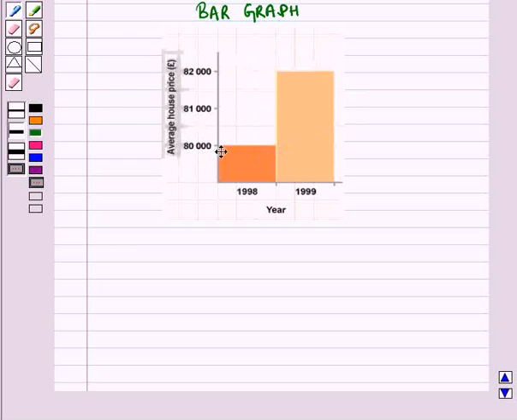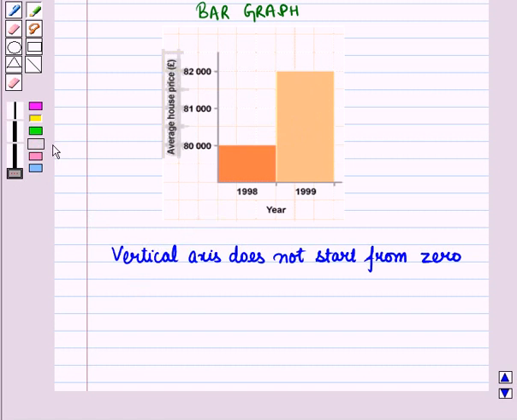For example, see this bar graph. This bar graph shows average house price in the year 1998 and in the year 1999. Now here you can see average price in the year 1999 is £82,000 and in the year 1998 it is £80,000. So the difference in the prices is only £2,000. But from this bar graph, it seems as if the prices tripled in the year 1999. But actually, there is a difference of only £2,000. Also, you can see that the vertical axis does not start from zero.